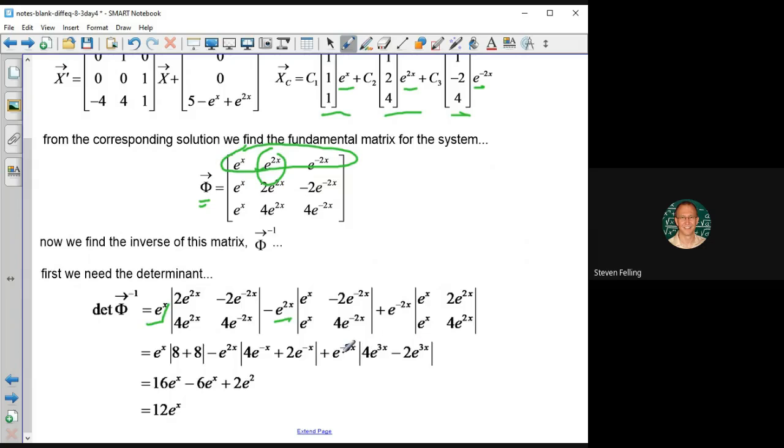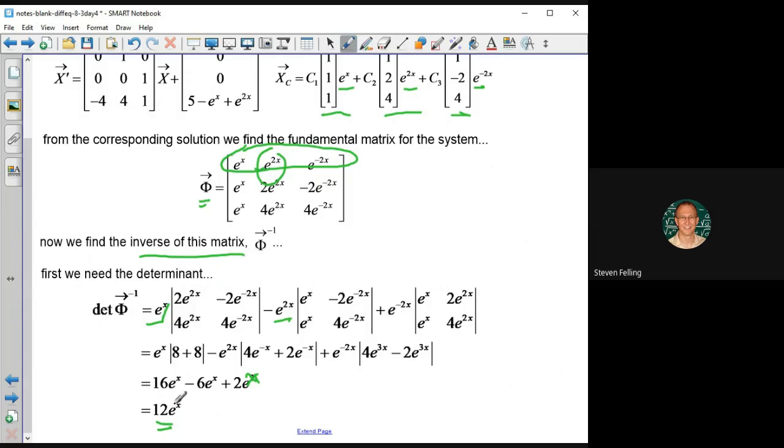And then when we multiply by the cofactors here, we end up with 16 e to the x minus 6 e to the x plus 2 e to the x. That should be an x there, sorry, back up. That's an x, typo. So everything is all e to the x, so it ends up being a total of 12 e to the x. That's the determinant.